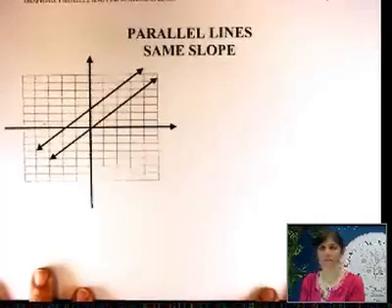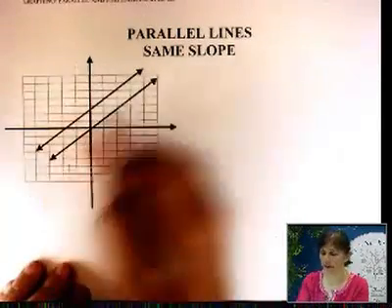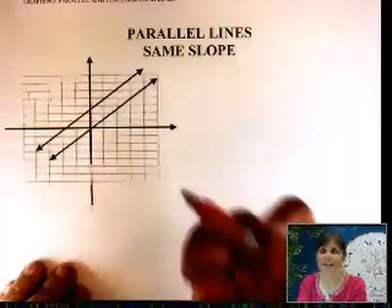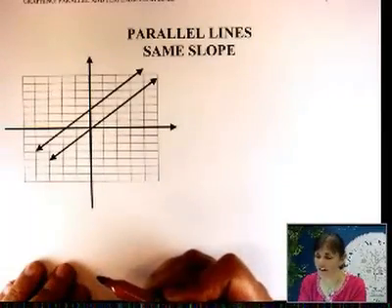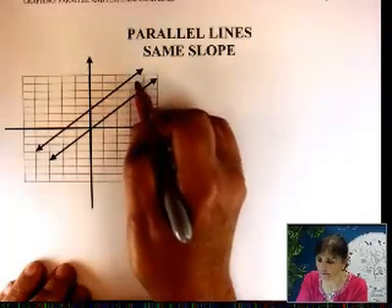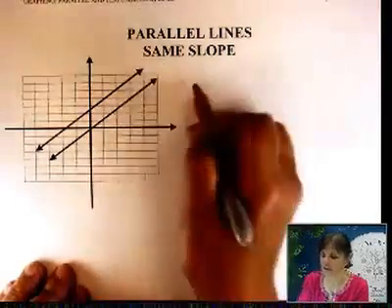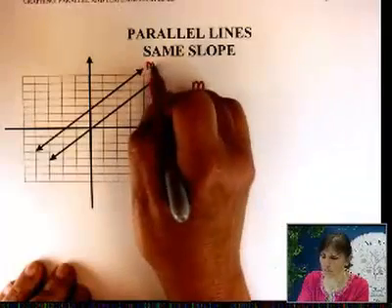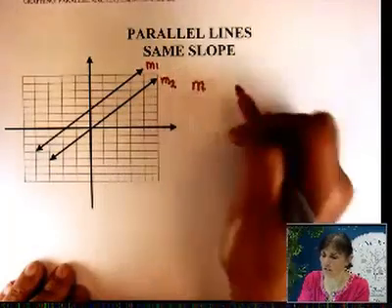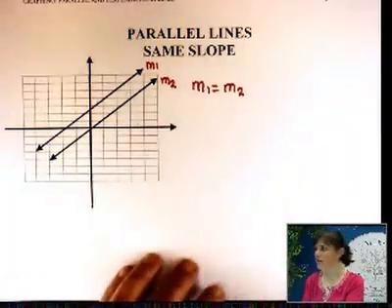Parallel lines have the same slope. Here's a parallel line. Here's another parallel. There is one set of two lines that are parallel. And if I look at this slope, it's rise over run and rise over run. So they are parallel, same slope. Let's say this slope is M1, this slope is M2. Numerically, they have to be the same. That's the first thing.